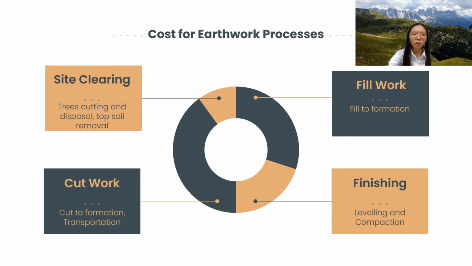The cost for earthwork processes involves the cost for site clearing, the cut and fill work, and also the finishing work. For site clearing, we need to consider the cost for tree cutting and disposal, and also the topsoil removal. While for the cut and fill work, we need to consider the cost of cutting and filling to formation level, and also the transportation. For finishing, leveling and compaction costs need to be considered.